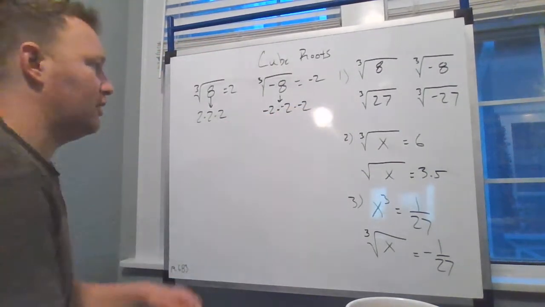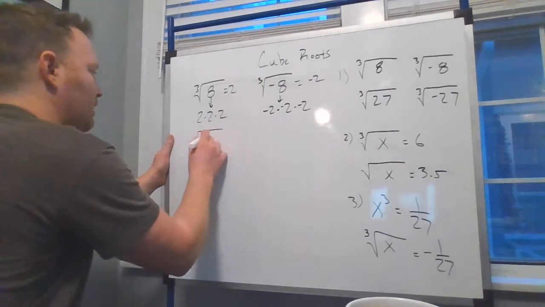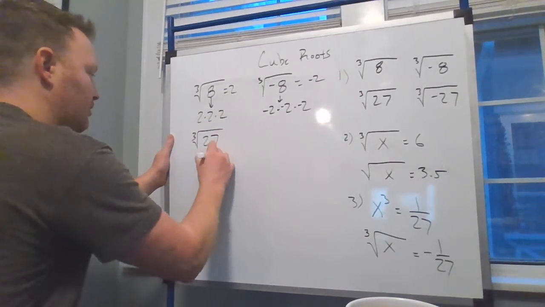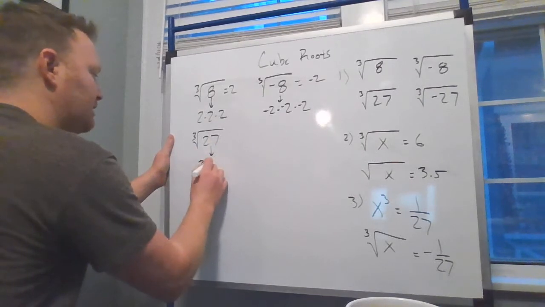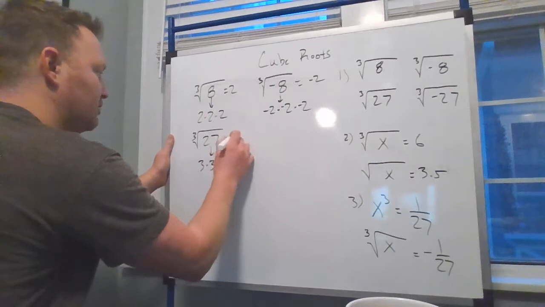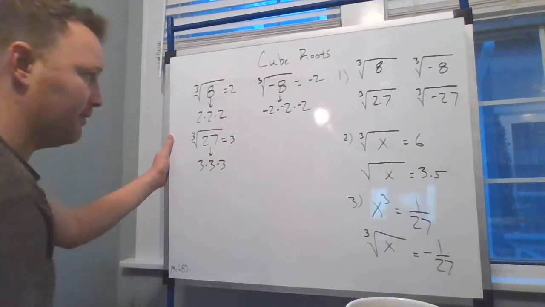Going on, I got some more. I got the cube root of 27. All right, get our number sense going quick. So we got 3 times 3 is 9, times another 3 is 27. So the answer for this would be 3.